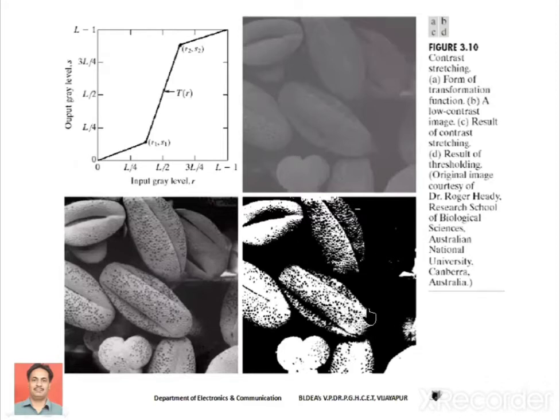And we have this particular image. This is due to the thresholding function. When R1 is equal to S1, S1 equals 0 and S2 equals L minus 1, as we discussed, we get the thresholding function, and that thresholding function will produce this binary image. Binary image means the pixels will have only the values 0 and 1. They do not have any other intermediate values.